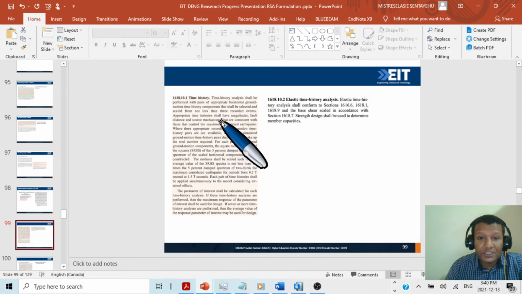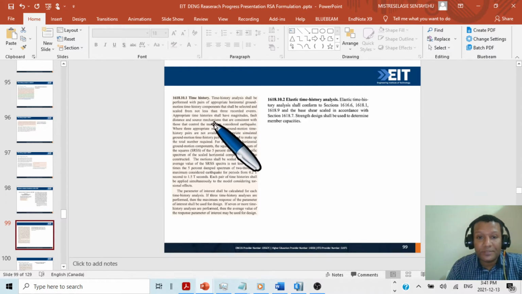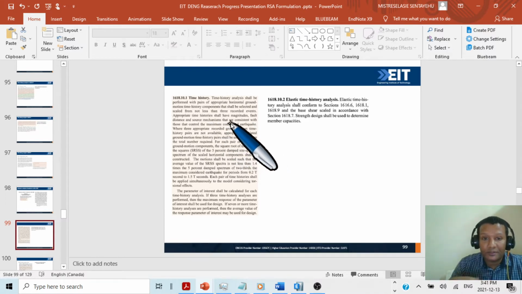Appropriate time history shall have magnitude, fault distance, and source mechanisms that are consistent with those that control the maximum considered earthquake, MCE level. So when we choose our ground motion data, the fault mechanism, distance, and source mechanism should all be compatible with our site.